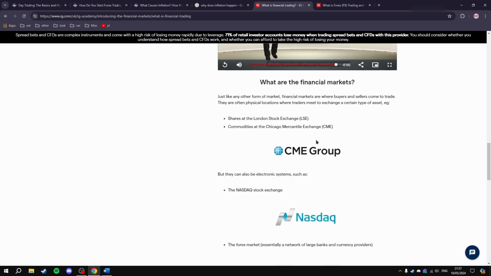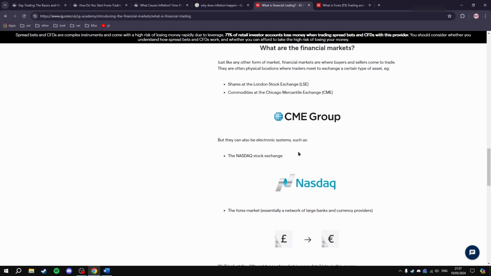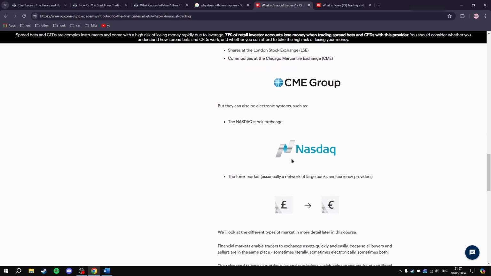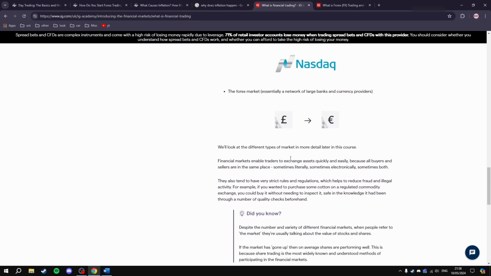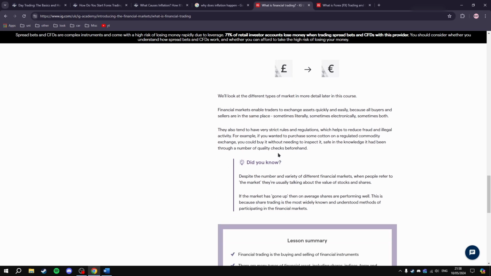But they also can be electronic systems, such as the Nasdaq Stock Exchange, the Forex market, essentially a network of large banks and currency providers. We'll look at the different types of market in more detail later in this course. Financial markets enable traders to exchange assets quickly and easily because all buyers and sellers are in the same place, sometimes literally, sometimes electronically, sometimes both. They also tend to have very strict rules and regulations, which helps to reduce fraud and illegal activity.